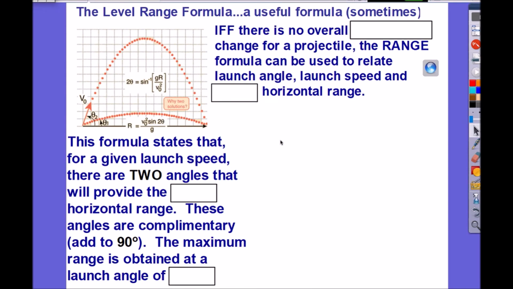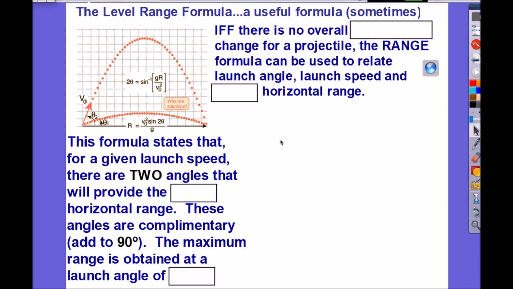Okay, let's take a look at something called the level range formula. It is a useful formula, at least sometimes. As is typical in physics, you need to understand that some laws and some equations actually have limits to their range, if you will, of acceptability, and you need to understand what those limits are so you know when to use the formula and when you cannot.